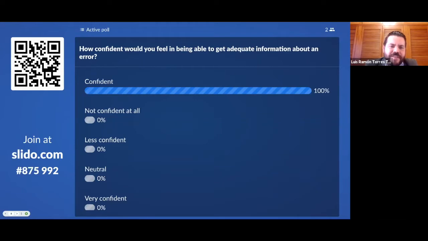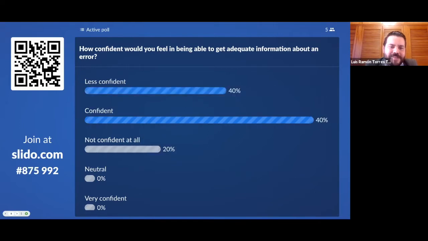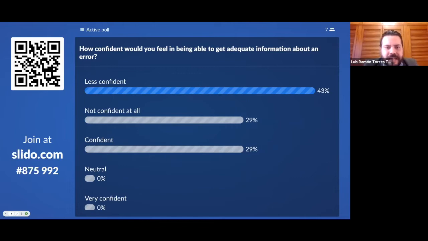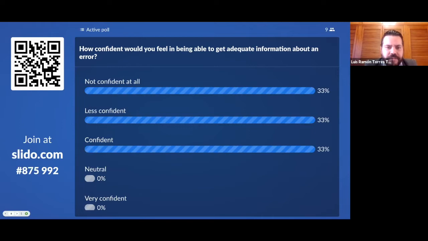And with that in mind, I want to ask another question to our audience. You can log in again to the Slido polling question. On a scale of 1 to 5, with 5 being the most confident, how confident will you feel in being able to get adequate information about the error? You can start responding and we will review these results.